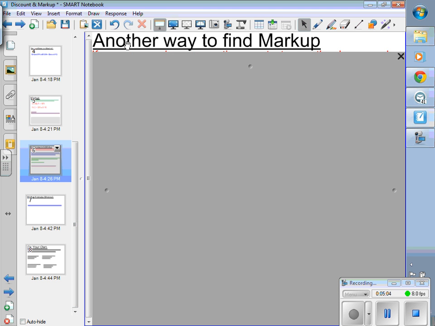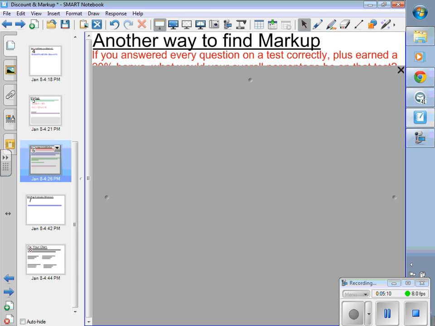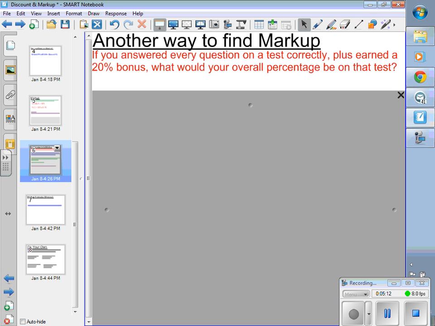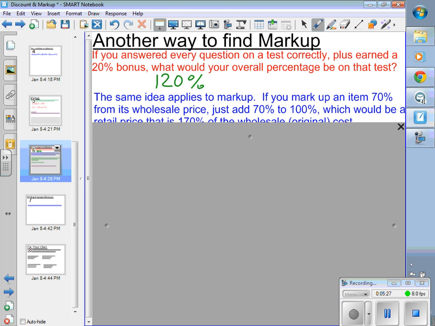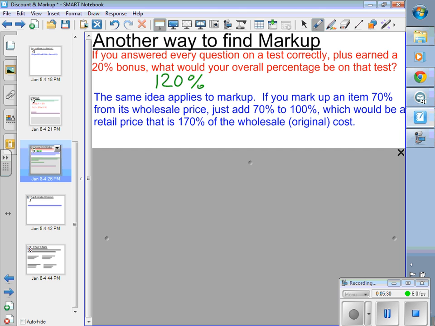Okay, so another way to find markup. Bet you we're going to find a shortcut eventually, right? So if you answered every question on a test correctly, plus earned a 20% bonus, what would your overall percentage be on that test? Hopefully you're thinking, well, I'm going to get 120%. All right, so the same idea applies to markup. If you mark up an item 70% from its wholesale price, you just add the 70% to the 100%, which would be a retail price of 170% of the wholesale or the original cost.